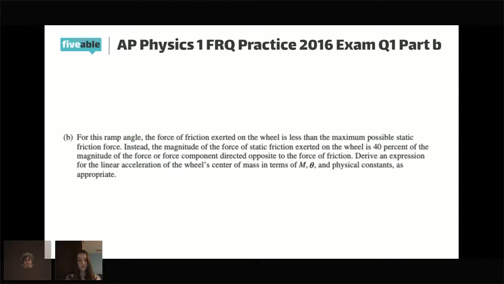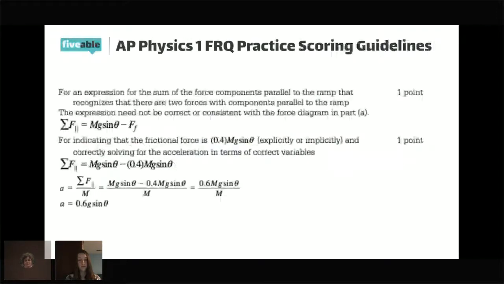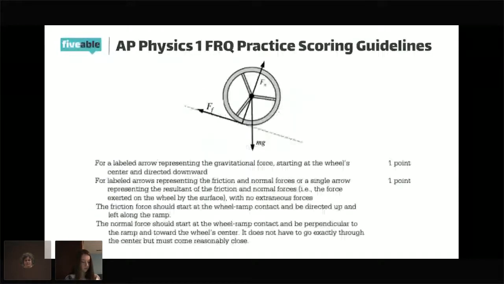But basically, the point is you have to identify the net forces in the parallel direction of the ramp. And if we look back at the original diagram, we see the force of gravity has a component down the ramp, which I really believe people should have memorized if you're taking this exam. That is mg sine theta. So you have mg sine theta minus force of friction is the acceleration down the ramp.